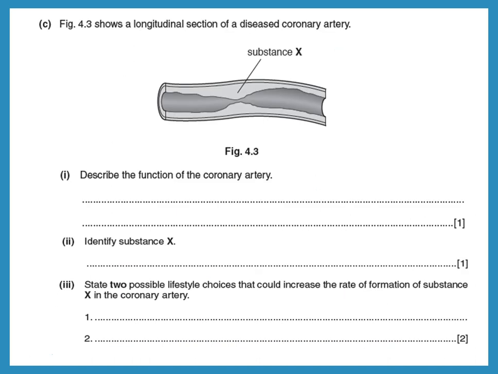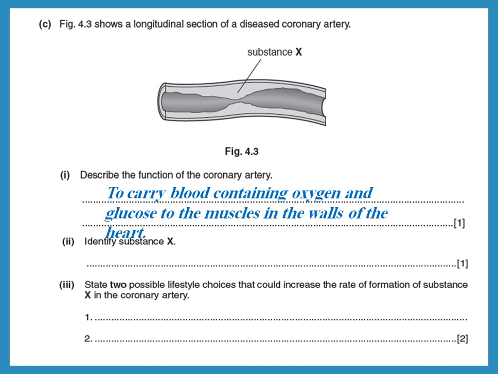This figure shows a longitudinal section of a diseased coronary artery. Remember that if the coronary artery is blocked, then it causes heart disease. Describe the function of the coronary artery. What was the function of the coronary artery? Remember, the coronary artery is the one that carries blood containing oxygen and glucose to the muscles in the walls of the heart. So what is X? We said X is something that deposits inside the walls of the coronary artery. We said this is fatty deposit, or we call it plaque.